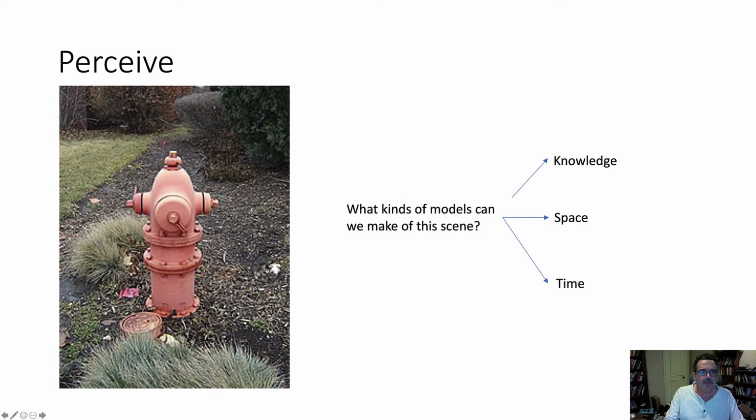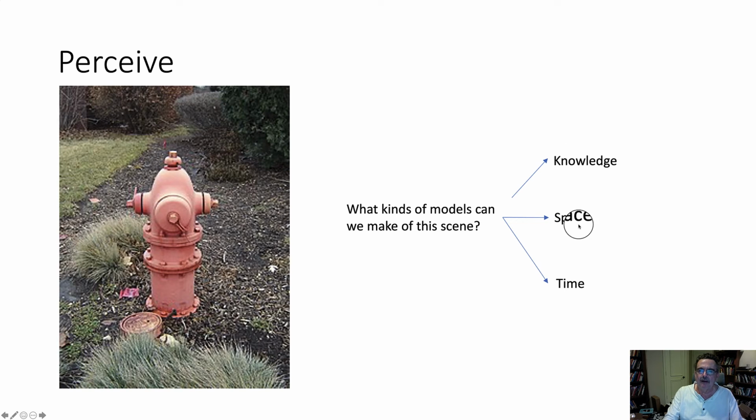So the first step is perceiving, and we have three types of models that are covered in the class. One is based on knowledge. This could be something as simple as a data structure, but it might be something more complicated like a semantic net or some form of formal logic. These are model types you learn about in the class when you're trying to model knowledge about a thing, like a fire hydrant.